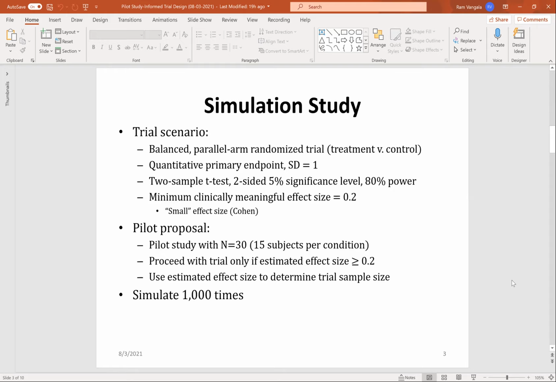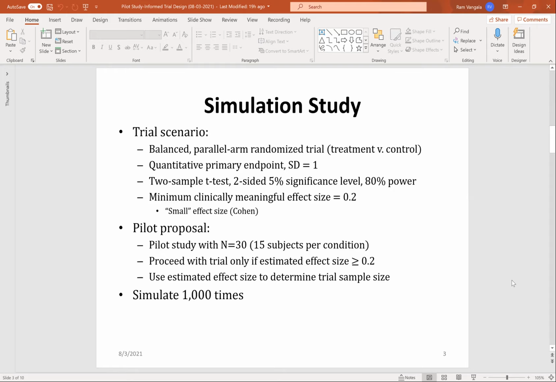The analysis plan for this trial is a very simple two-sample t-test. We're going to use the usual two-sided 5% significance level. And our hope is to design the trial so that it has 80% power to detect the treatment effect. In this scenario, what we're going to stipulate is that for an effect size to be clinically meaningful, it's 0.2 or bigger.